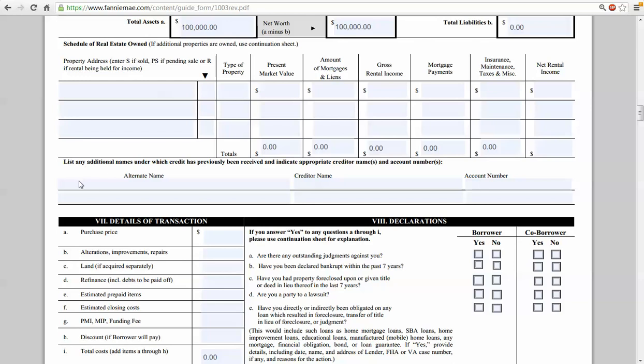And then this section here, the last part, is if there are any additional names. If you had a maiden name, any names that you've had where you've applied for credit, you'll need to detail those out along with the name of the creditor and the account number.